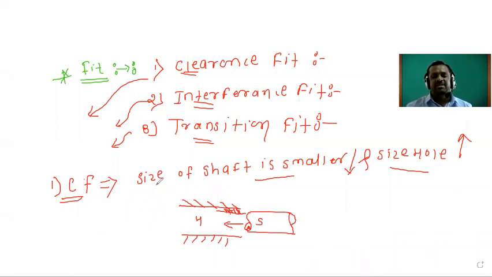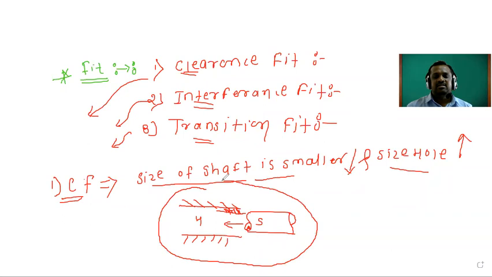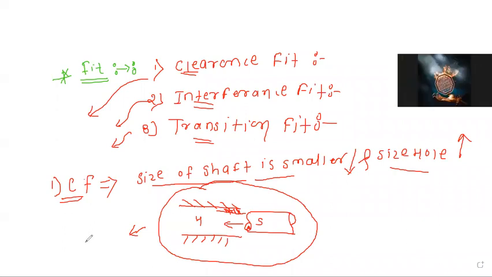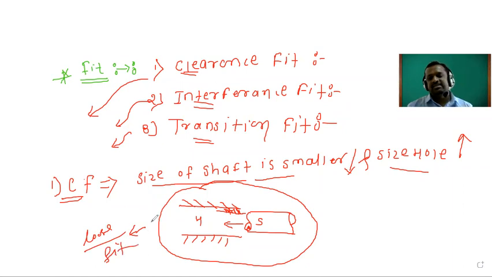And for your better understanding, I'm going to write down the simple definition here. When the size of the shaft is smaller and the size of the hole is bigger, this condition is called the clearance fit. In other words, clearance fit is whether it shows a tight fit or a loose fit. It will show the loose fit. Just remember that.